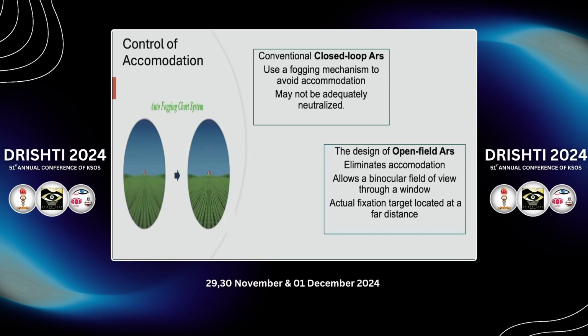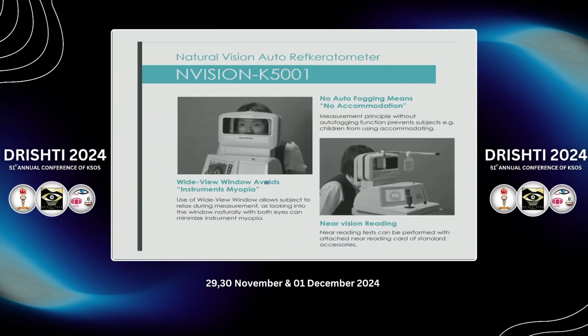So for control of accommodation, what we all use now are the closed loop autorefractometers, where a fogging mechanism is used to avoid accommodation, but this may not be adequately neutralized. So you have open field autorefractometers that are coming up, which eliminate accommodation, and this allows a binocular field of view through a window. So the patient is actually looking at a distant target. This is just a picture to show you a wide view window that avoids instrumental myopia, and you also have a near vision reading segment. So you get near vision values also.